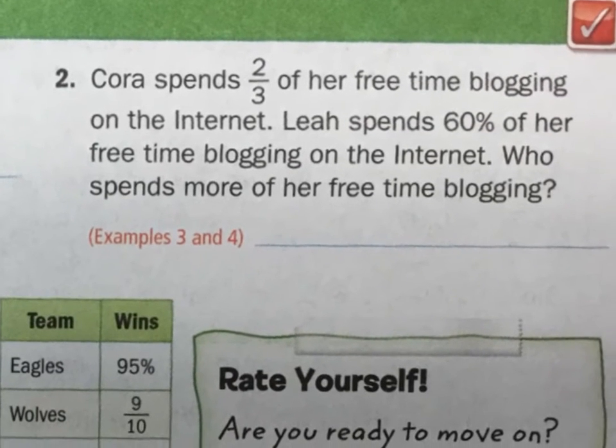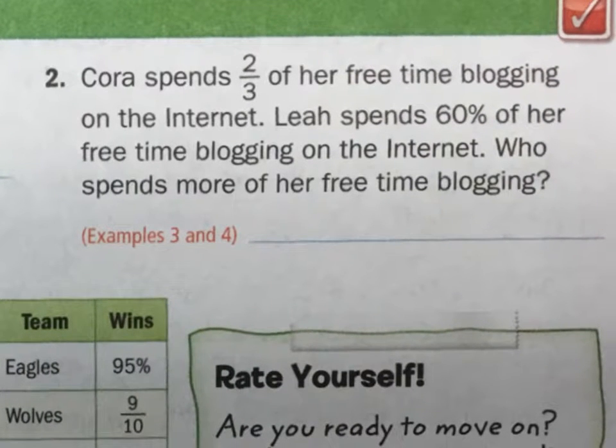Number 2. Cora spends 2/3 of her free time blogging on the internet. Leah spends 60% of her time blogging on the internet. Who spends more of her time? So we're comparing 2/3 and 60%. We want to know which one is more. Let's take them to a decimal, shall we?